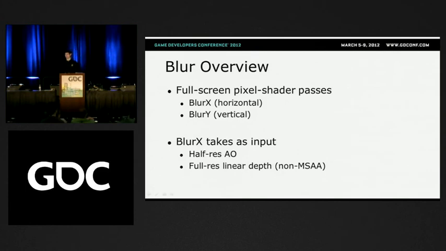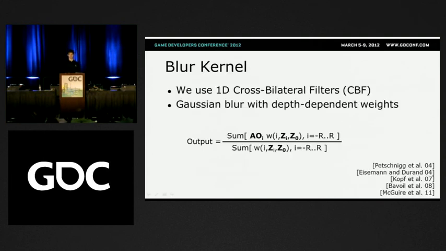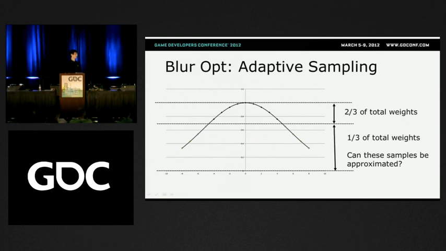So the blur that we do is, as I mentioned, two 1D kernels, a first horizontal pass, then a vertical pass. It takes as input the half resolution AO and the full resolution non-MSAA depth. And it's just a basic cross-bilateral filter, which is a Gaussian blur with depth-dependent weights. We looked at the Gaussian curve of that filter, and we noticed that half of the samples were contributing 1/3 of the total weight. So we wanted to spend less time on those less important samples.